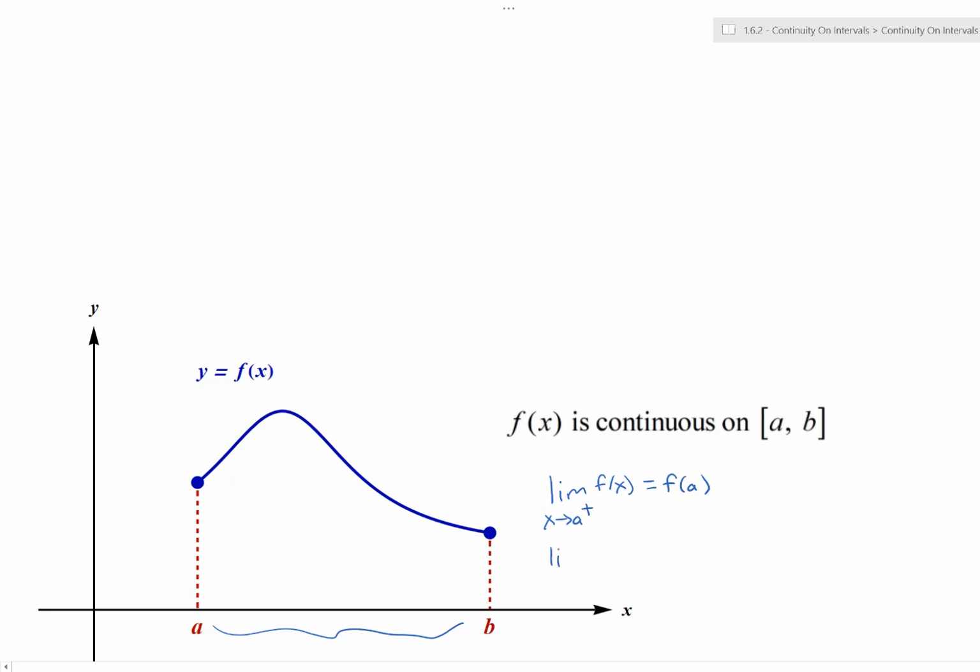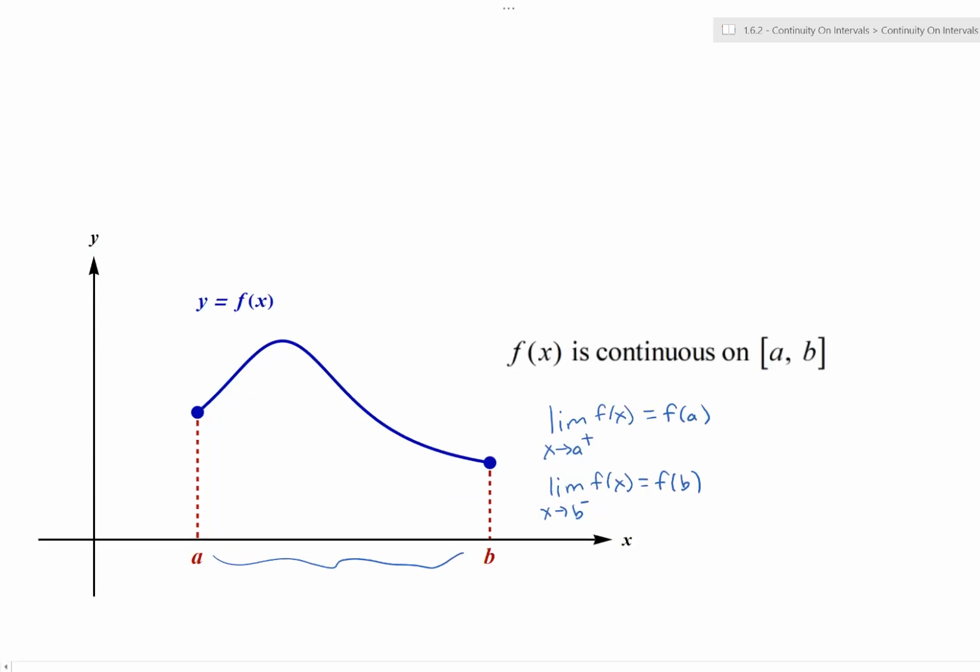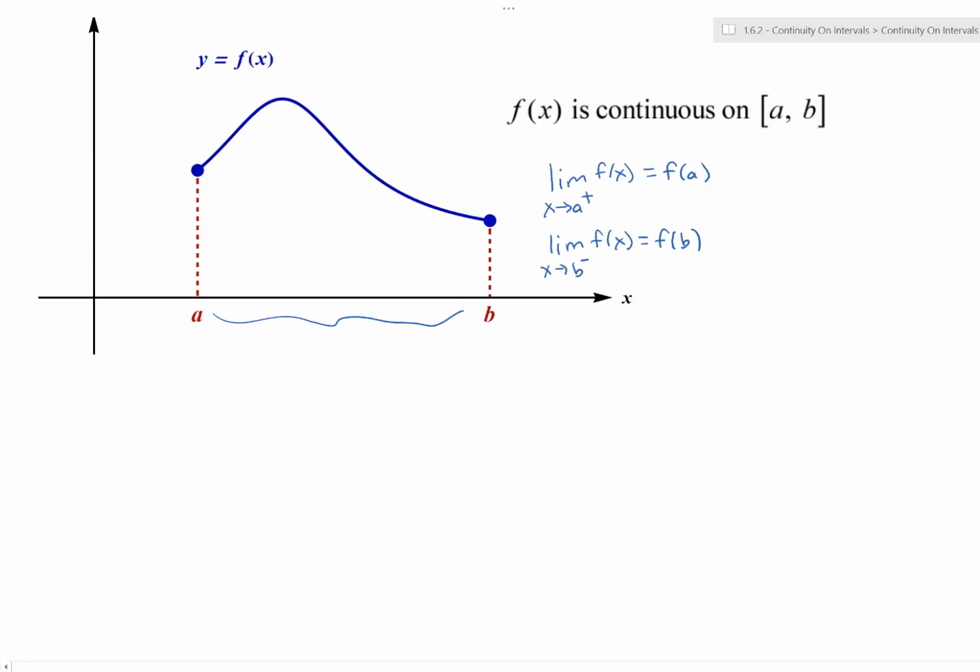And also the limit as x approaches b from the left of this function f of x is equal to the value of the function at b. For that reason, we have continuity over the closed interval here, because the function is continuous everywhere between a and b, and then also at the endpoints in the according directions. Other things can happen though.